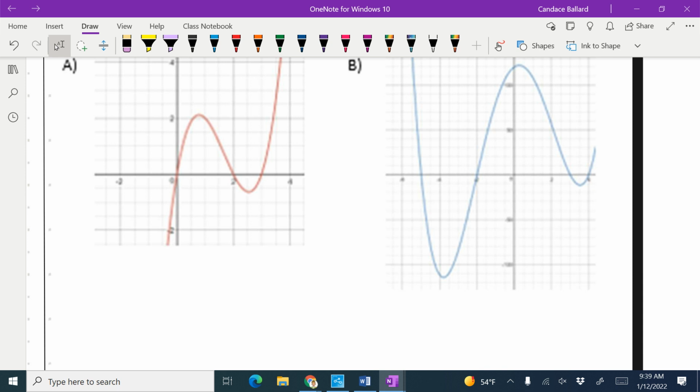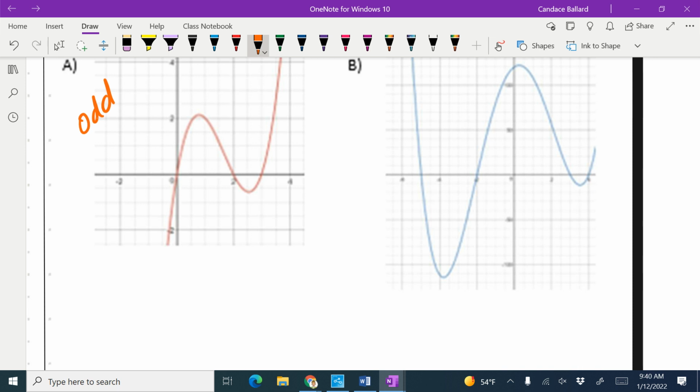All right, so looking at A, is A an even function or an odd function? Is the end behavior pointing the same or opposite? Opposite. So when it's opposite, is it even or odd? Odd. So we know that this is odd because our end behavior was opposite. So I know I should have a cubed, a fifth power, a seventh power, something like that.